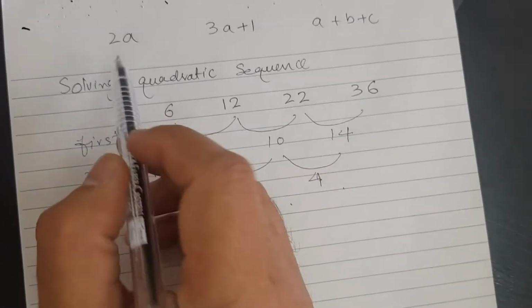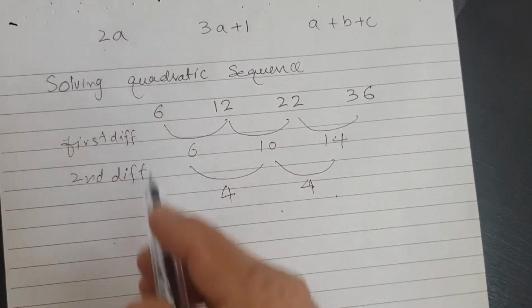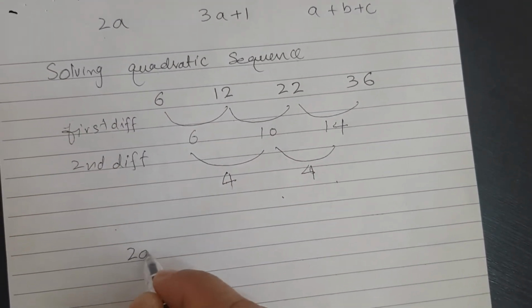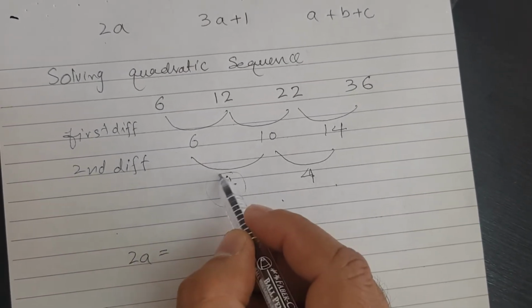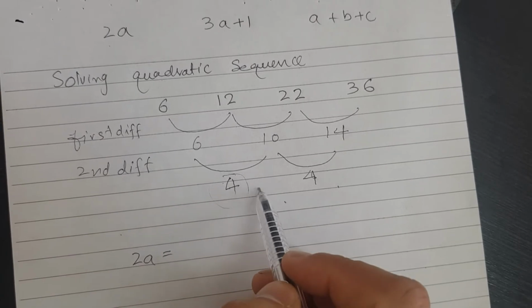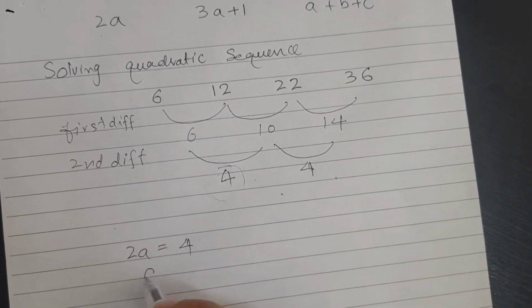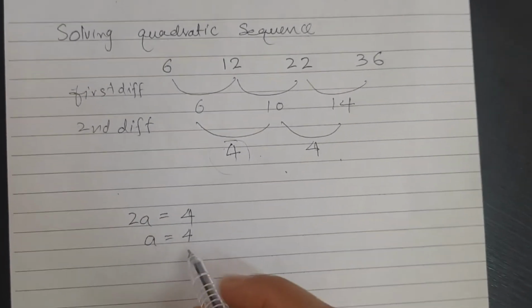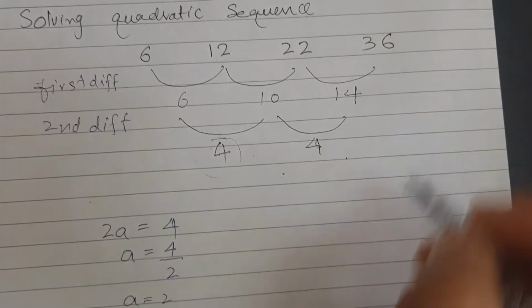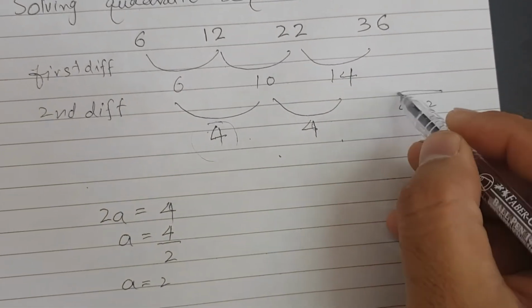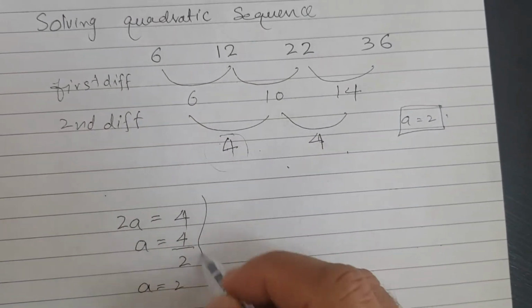Now the rule says that as per the first formula, 2a is going to be what? 2a is equal to my second difference. So I'll put 4 here, which is my second difference. I'll simplify, and 4 divided by 2 gives me a is equal to 2. So I'll put a as 2 in the corner.